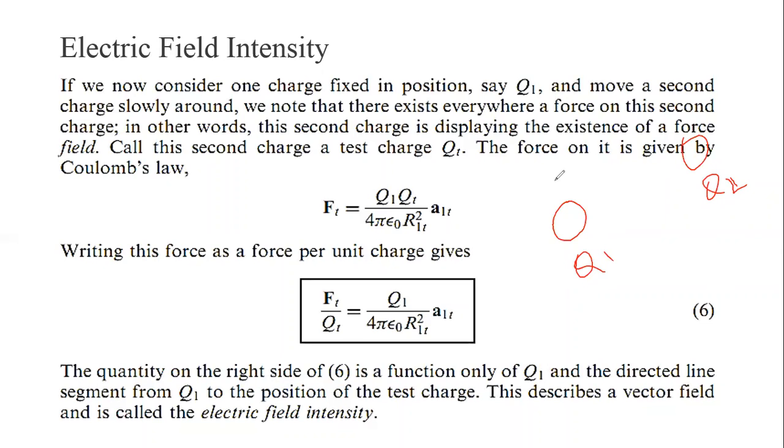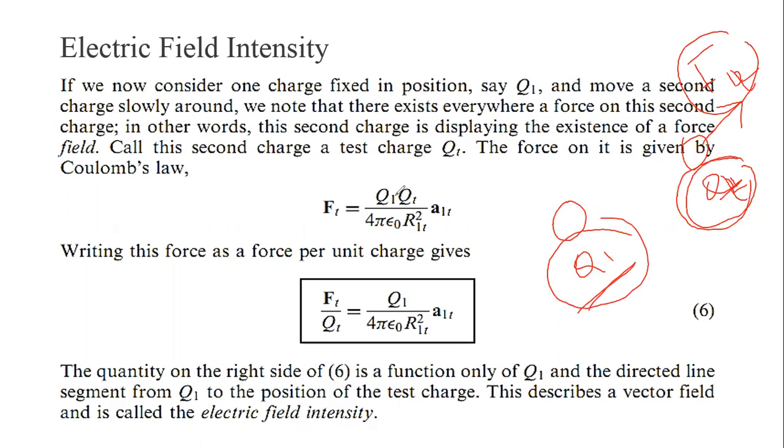Like in our previous case, we had taken two charges Q1 and Q2. मैंने आपको बताया था कि जो force है that is F12, and this force is experienced by Q2 due to Q1. अब अगर हम इसी Q2 चार्ज को टेस्ट चार्ज बनाएं, इसको हम Qt कर ले, so this force will be F1t, and it is the force experienced by the test charge due to this charge Q1. So Ft will be equal to Q1 Qt divided by 4 pi epsilon naught R1t whole square. Now writing this force as a force per unit charge.